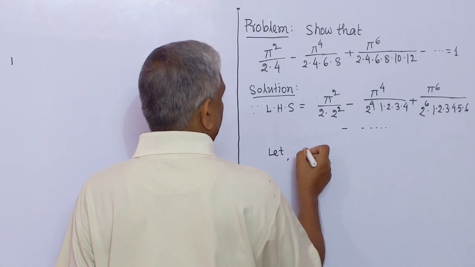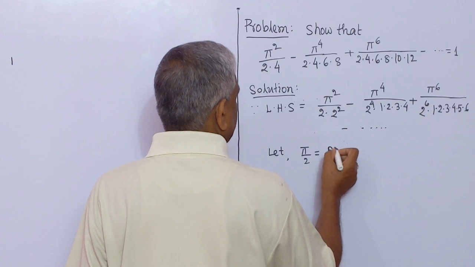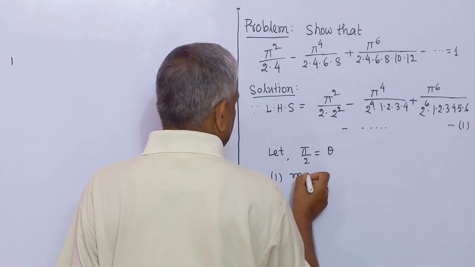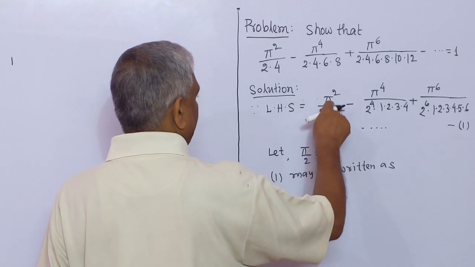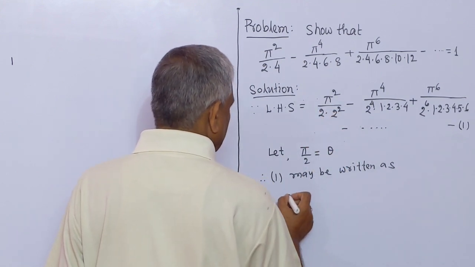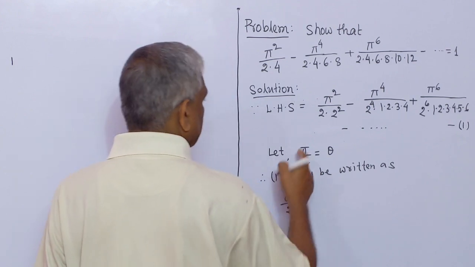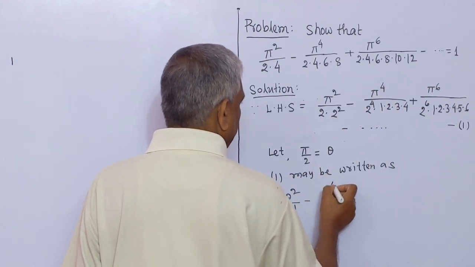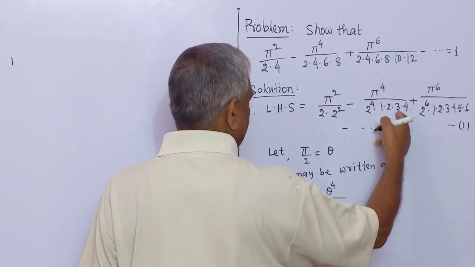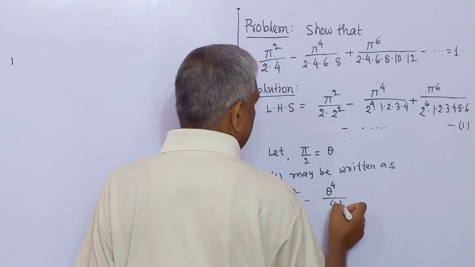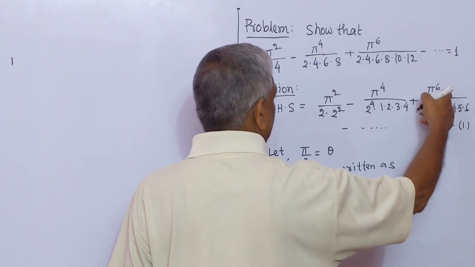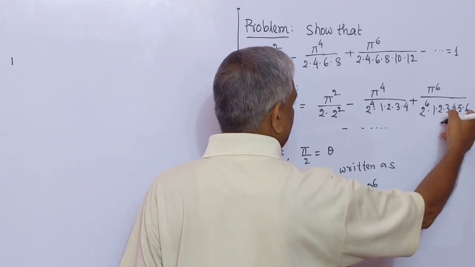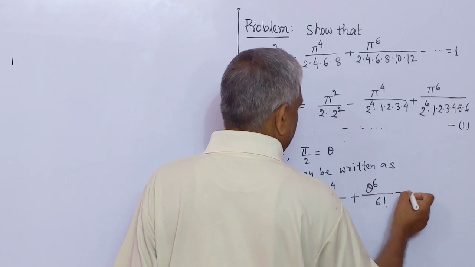Let pi by 2 equal theta. Therefore, the expression may be written as: here pi by 2 whole square means theta square, theta square by 2 means factorial 2, minus pi by 2 whole to the power 4 means theta to the power 4 by 1 multiply 2 multiply 3 multiply 4, factorial 4, plus pi by 2 whole to the power 6 means theta to the power 6 by 1 multiply 2 multiply 3 multiply 4 multiply 5 multiply 6, means factorial 6, minus dot dot dot.